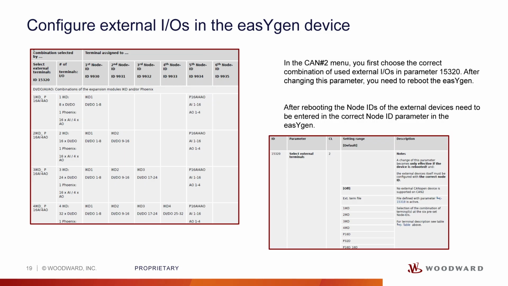After changing parameter 15320, it is important to wait for approximately 10 seconds to ensure the system processes the change. Once you've waited, proceed to reboot the EasyGen device. Remember, the system will not apply the changes to parameter 15320 until the EasyGen is rebooted. Be sure to follow the sequence carefully to ensure successful configuration of the external IOs.